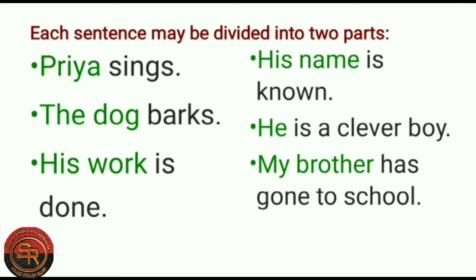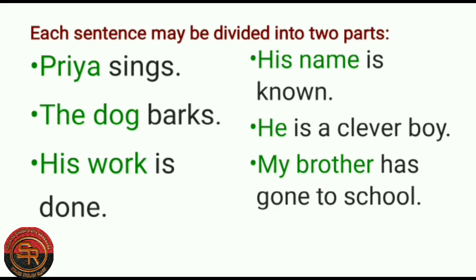Each sentence may be divided into two parts. Priya sings, the dog barks, his work is done. Now look at the three examples. In the first sentence, Priya sings, we are talking about Priya, right? So the first name or the first person here is Priya, that is the subject. Next one, the dog barks. The dog denotes an animal. So the sentence is talking about the animal, the dog. So the dog is the subject.